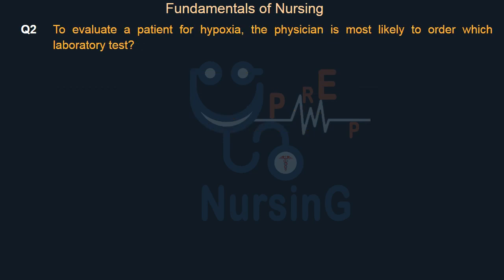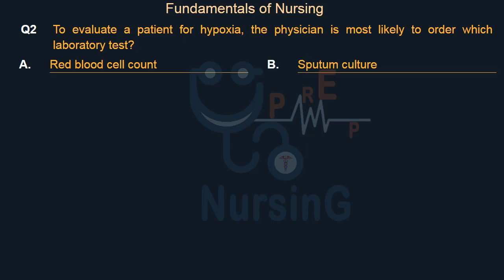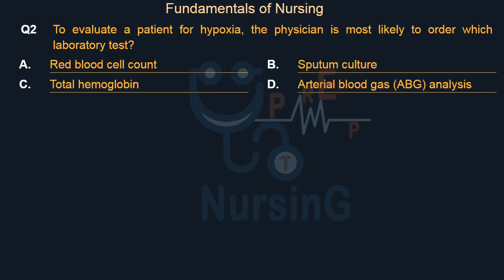To evaluate a patient for hypoxia, the physician is most likely to order which laboratory test? Option A, red blood cell count. Option B, sputum culture. Option C, total hemoglobin. Option D, arterial blood gas, ABG, analysis.